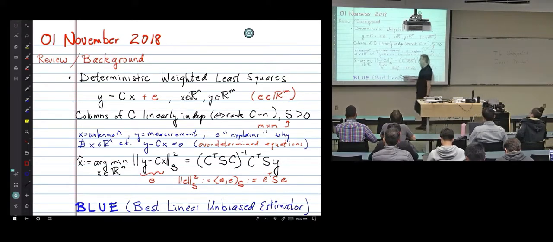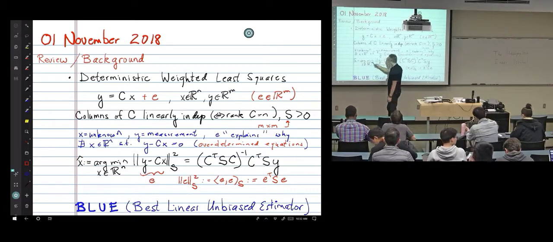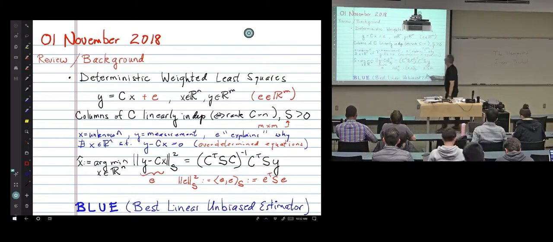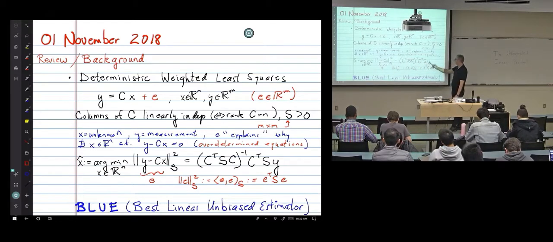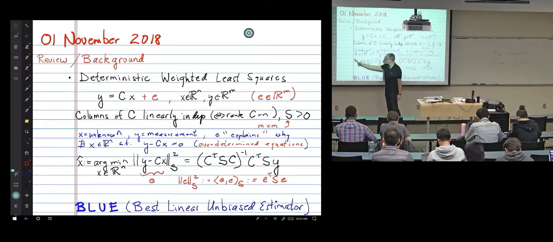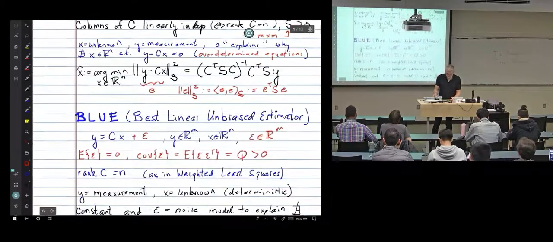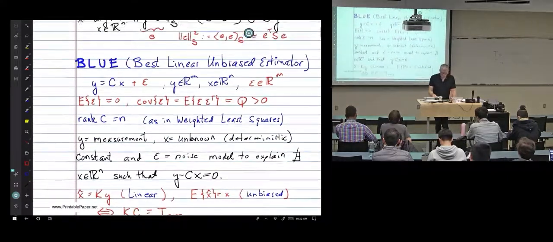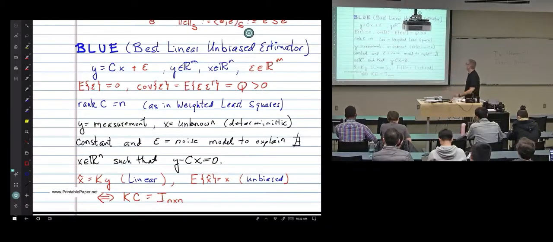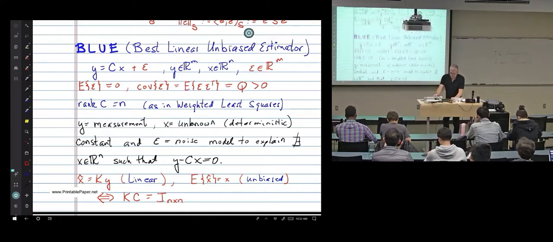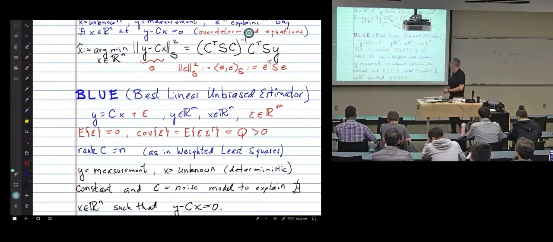We did it first with the weight term being the identity matrix, and then later we put in an arbitrary positive definite matrix in here. And the solution, when you do that, is (C transpose S C) inverse C transpose S y. So it's a linear function of the measurements to recover your best estimate for x. So that's deterministic weighted least squares. And then a week ago today, we did BLUE, best linear unbiased estimator.